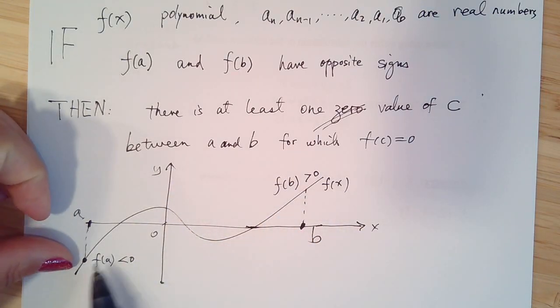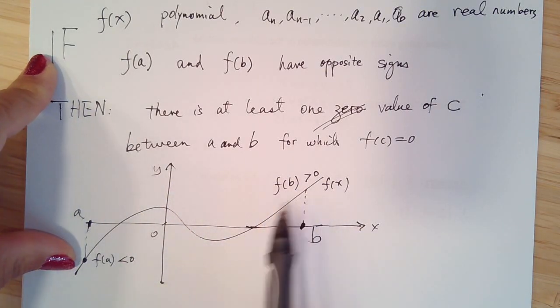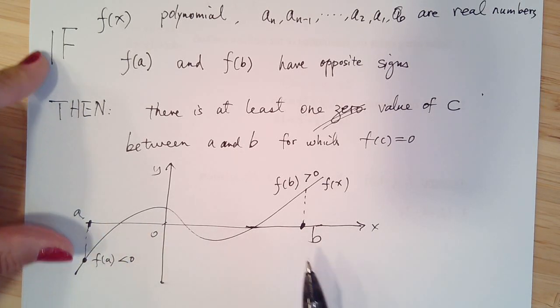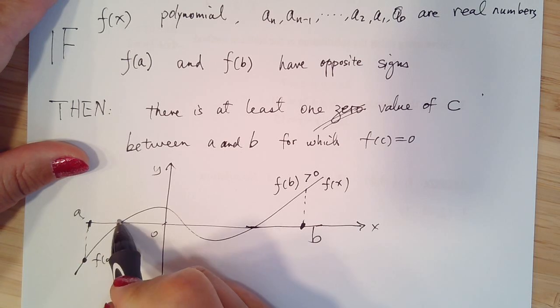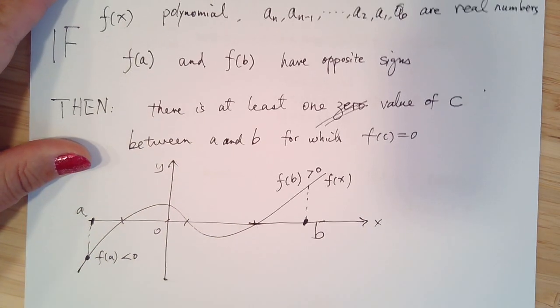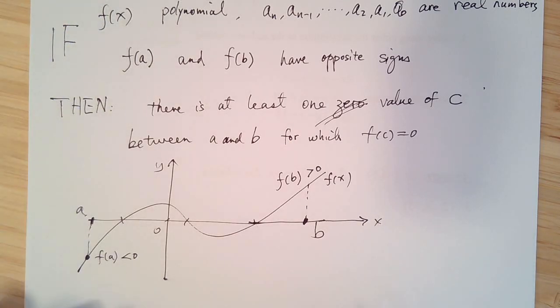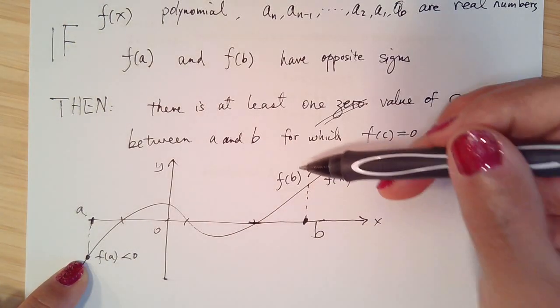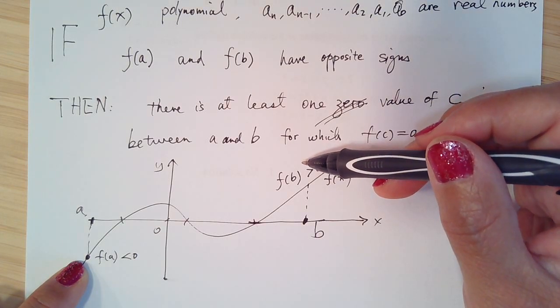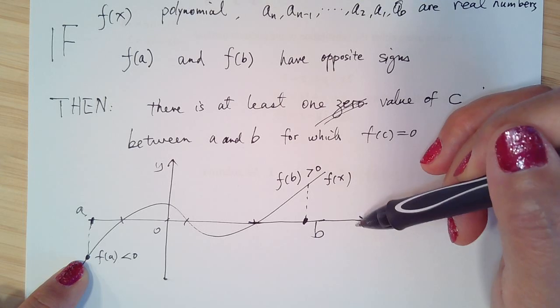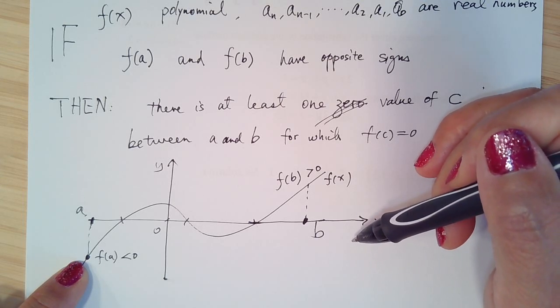If one is negative and one is positive, that means your graph is going to cross the x-axis at least once. In this case, it crosses 1, 2, 3 times. Okay, at least once. That means if you go from a point below the x-axis to another point above the x-axis, then you're going to cross this x-axis at least once. Make sense? Perfect sense.